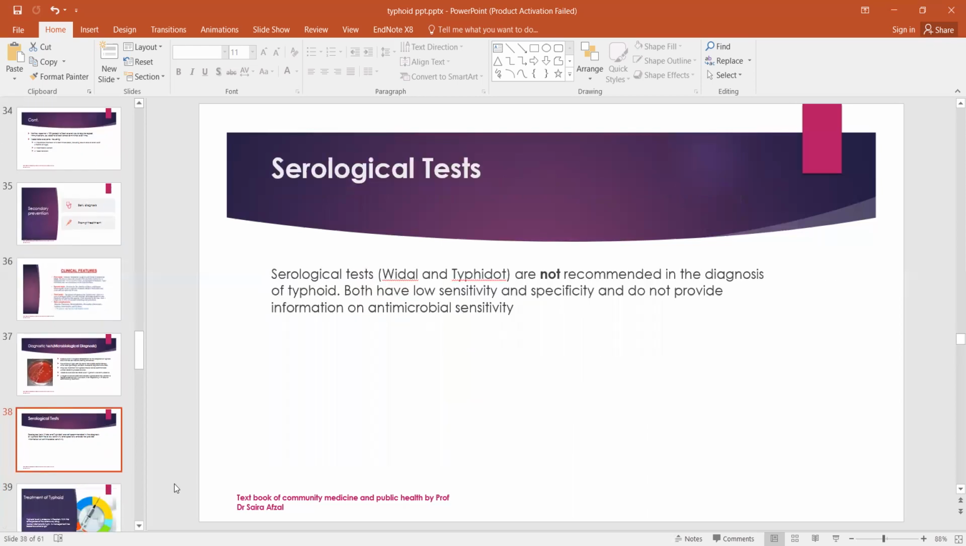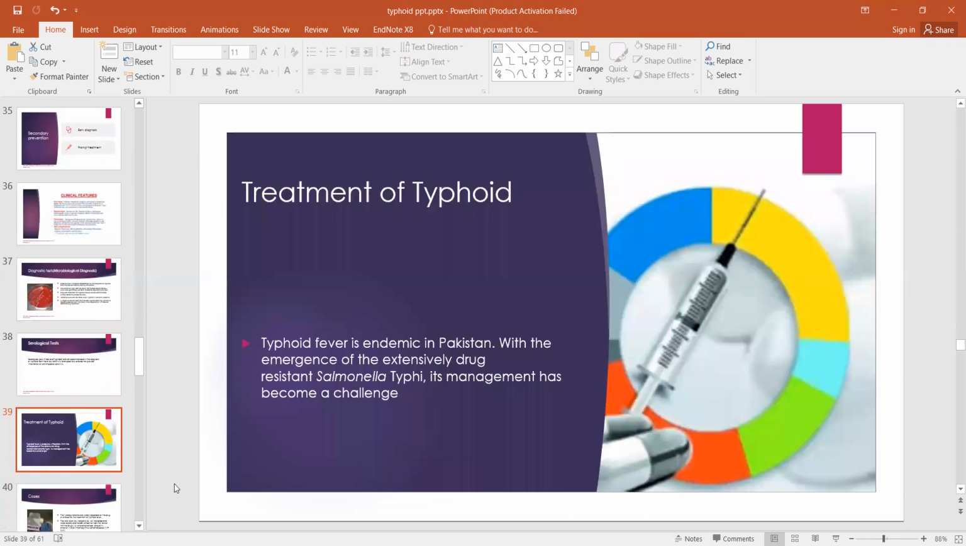Serological tests Widal and Typhidot are not recommended in the diagnosis of typhoid because both have low sensitivity and specificity and do not provide information on antimicrobial sensitivity.